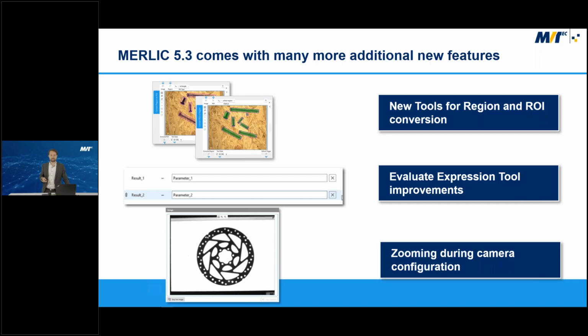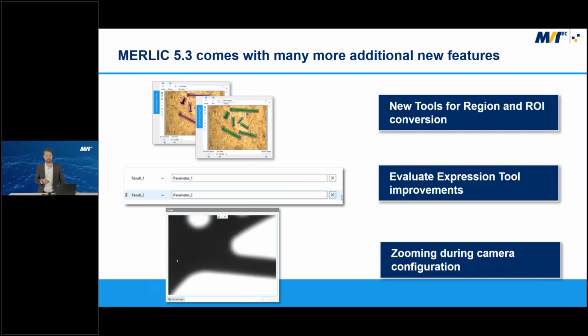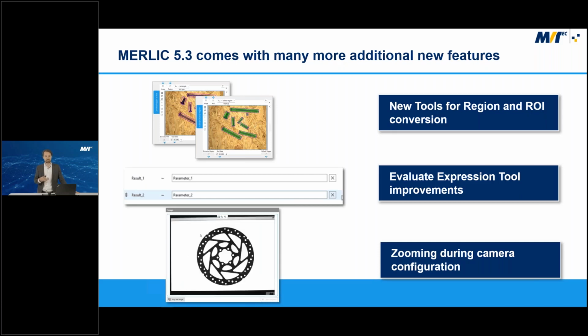And the last feature I want to highlight is the zooming during camera configuration. So you can zoom in, and that's especially important for setting up the camera and configuring the parameters, for sharpness and contrast. It's much easier if you can zoom in.